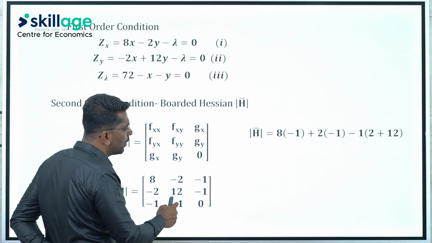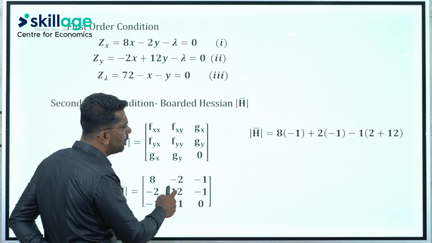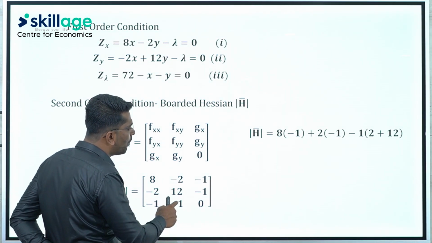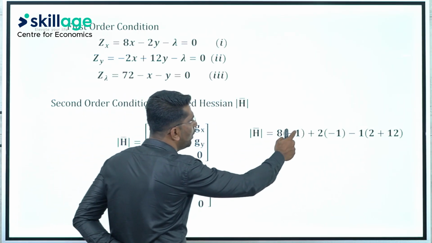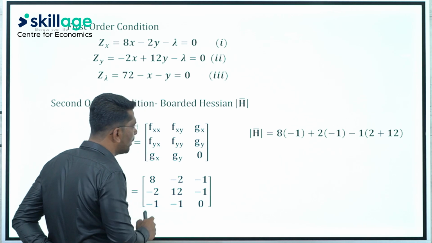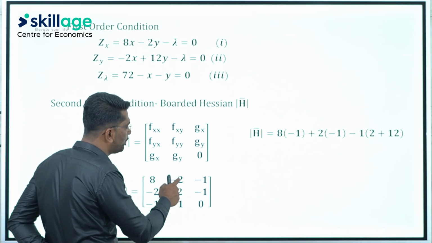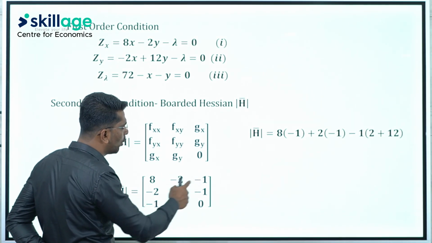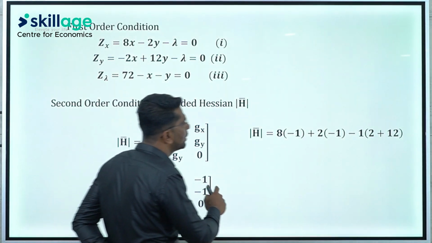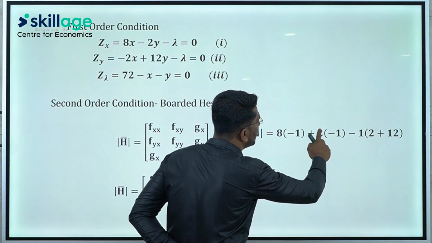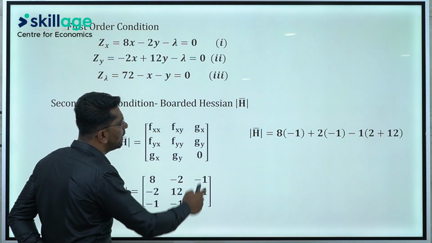12, minus 1, minus 1, 0. Then 8 into 12 into 0 becomes 0, then minus 1 into minus 1 is equal to plus 1. So minus plus becomes minus again, 8 into minus 1. Then we take the second element minus 2, it will become plus 2, crossing the concerned column and row. Then minus 2 into 0 becomes 0, minus 1 into minus 1 is equal to minus 1. So here it is 2 into minus 1.